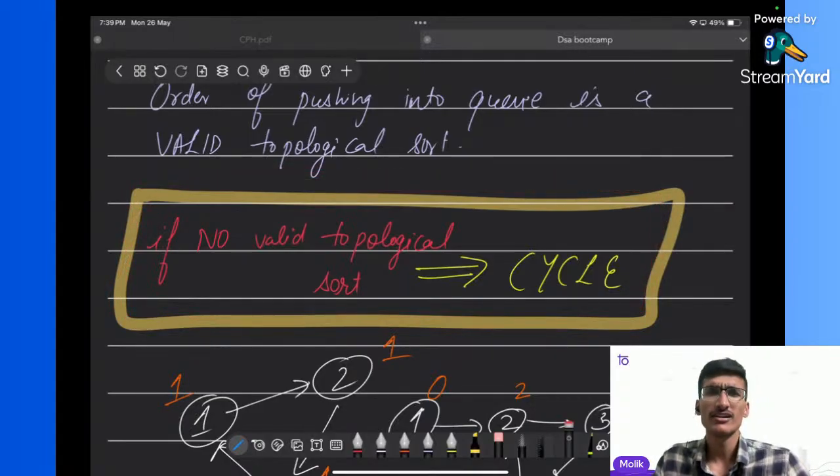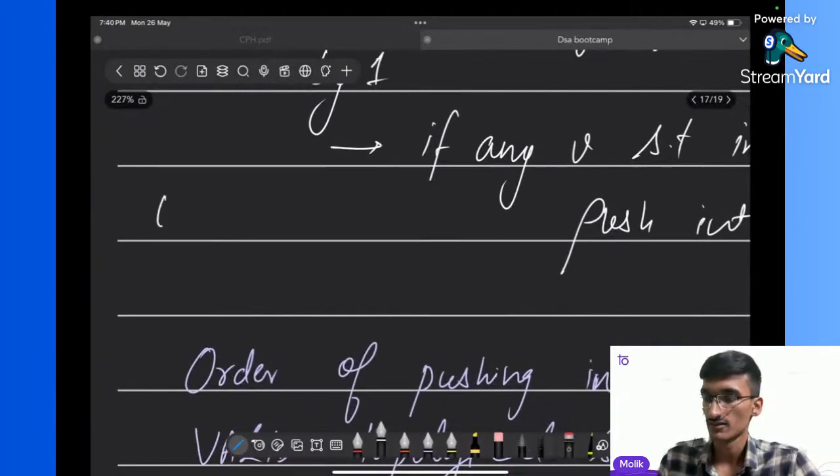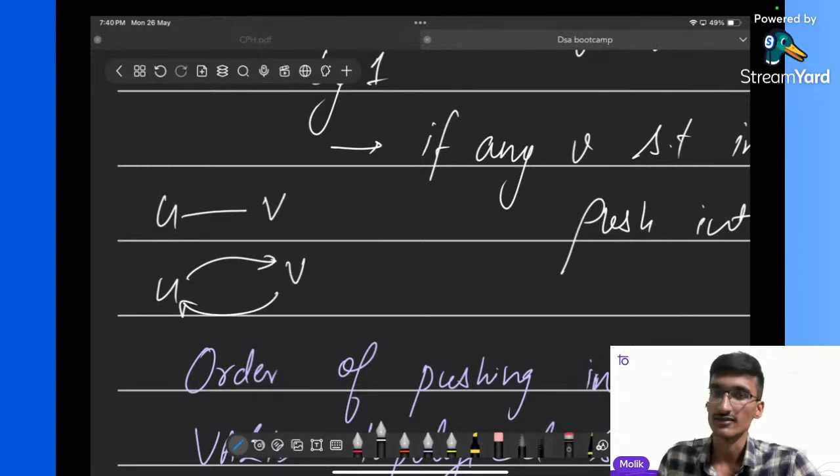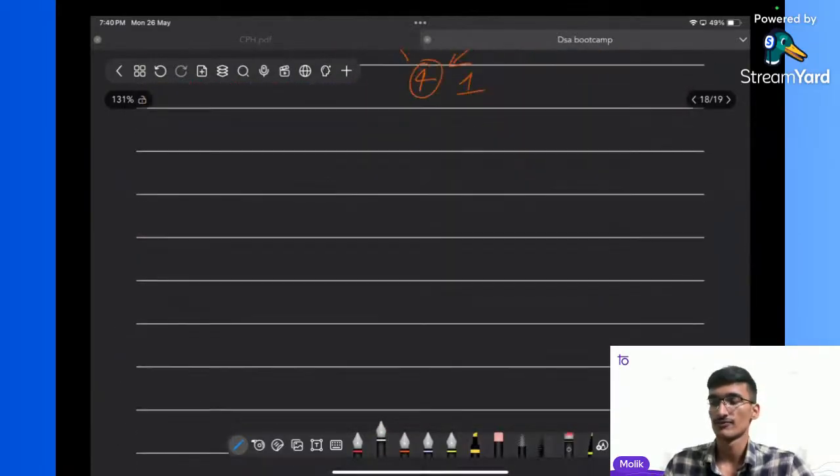And I feel like it's intuitively clear to all that there is no meaning of topological sort if we are talking about undirected edges, because there is no meaning of saying u comes before v if there is an undirected edge between them. It's a bidirectional edge, right? You cannot say anything. You can imagine an undirected edge somewhat like this. It doesn't make any sense to talk about topological sorting in terms of undirected edges.